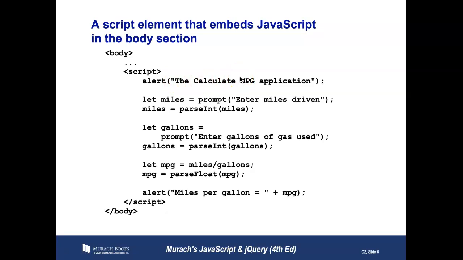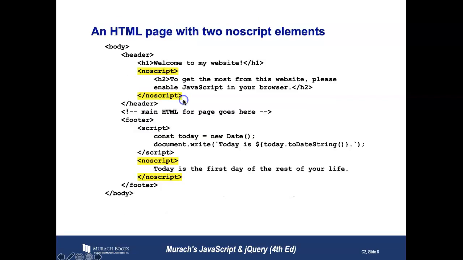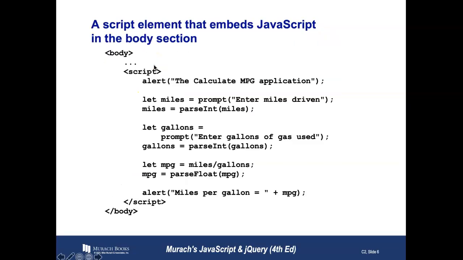Notice how it has a semicolon. Then we have an assignment. We're saying we're going to let the word miles, and it's going to be called a variable. We're going to let miles equal what the user entered when the prompt box comes up and reads enter miles driven. So if I type in 40, then miles would be equal to 40.